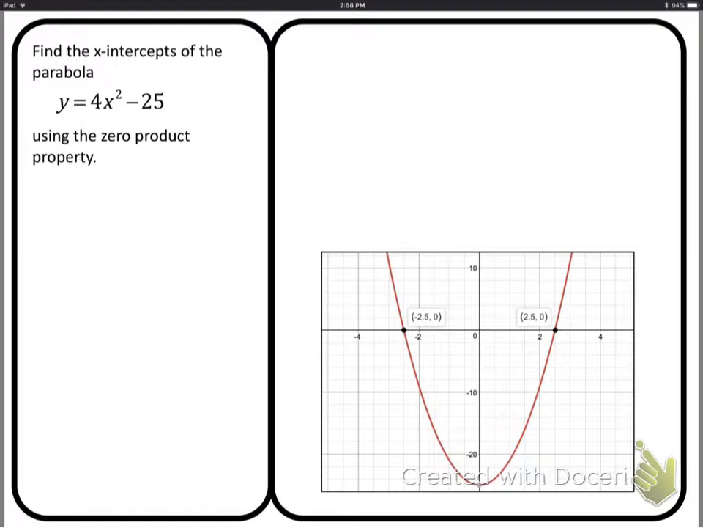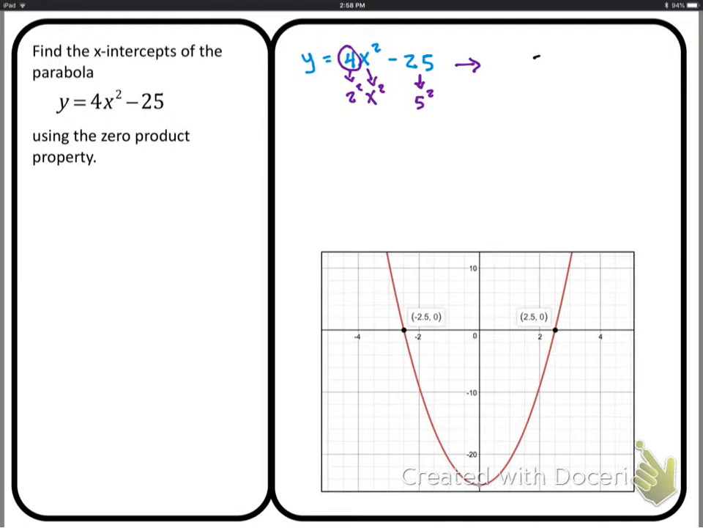Now, this one here, we need to find the x-intercepts of y equals 4x squared minus 25. A lot of factoring practice is coming into these. I noticed that I have two terms, and if I have two terms, chances are we're going to be using a difference of two squares. I want to check and see if these are all perfect squares. 4 is a perfect square, that's 2 squared. 25 is a perfect square, that's 5 squared. And x is already a perfect square, it's x squared.